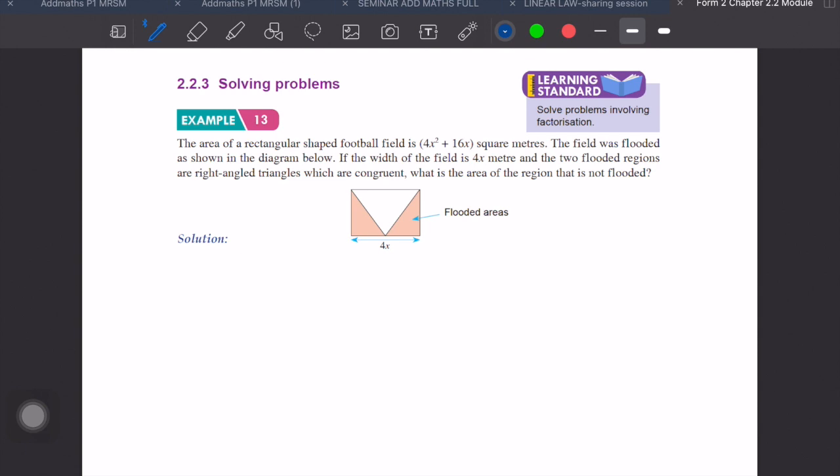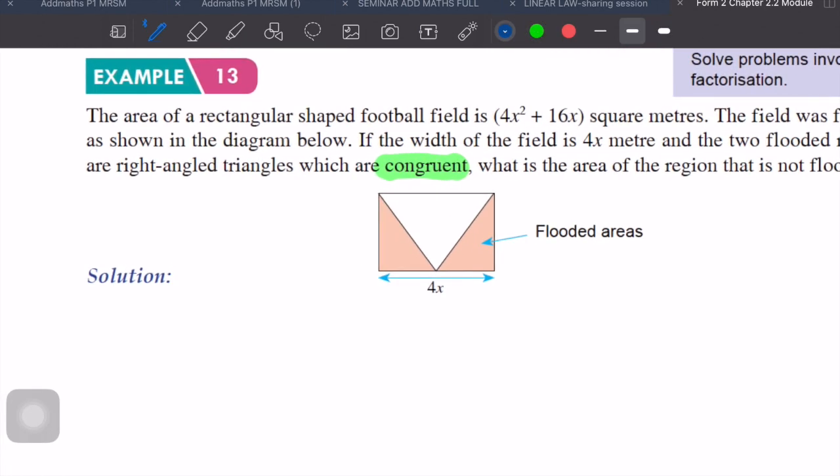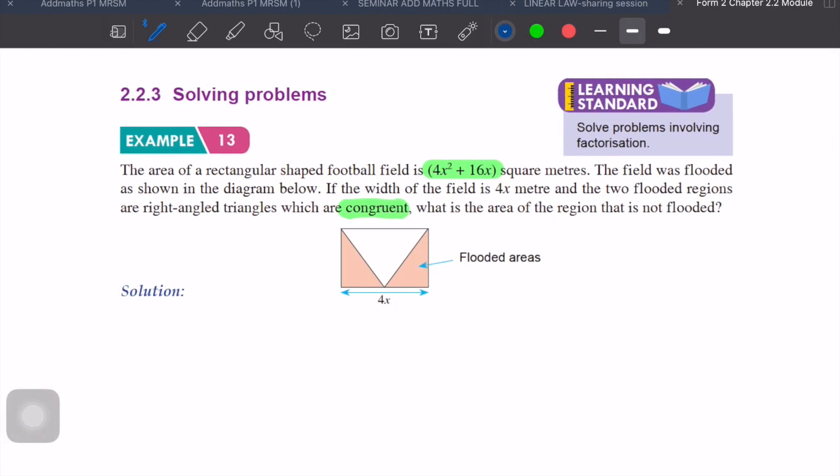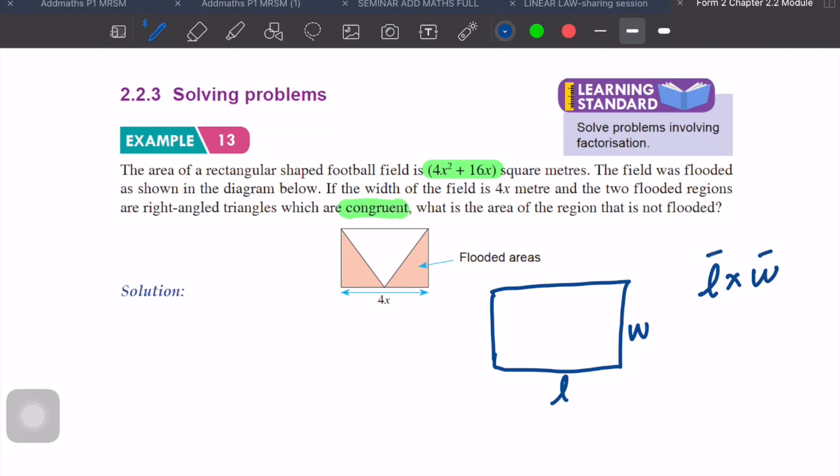Okay, so apa maksud congruent? Congruent ni samalah. So, area, we have 4x square plus 16x. Okay, kita tengok, nak dapatkan luas, area of rectangle adalah length times width. Product of two things.